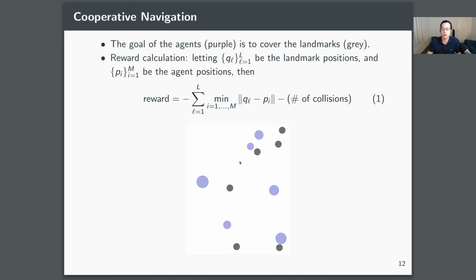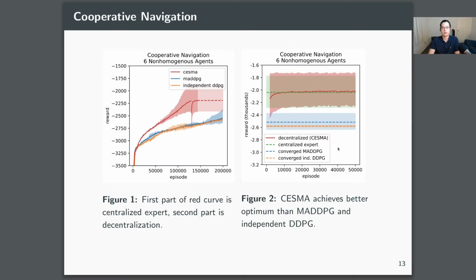And so the reward is basically going to be negative of these distances minus the number of collisions. Also note that these agents are going to be non-homogeneous, and the smaller agents are smaller, so maybe they'll collide less, but they're also faster. And the bigger agents are bigger, they'll collide maybe more, but they're also slower. And I'll show you a video of the environment here.